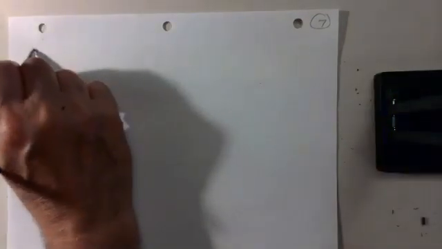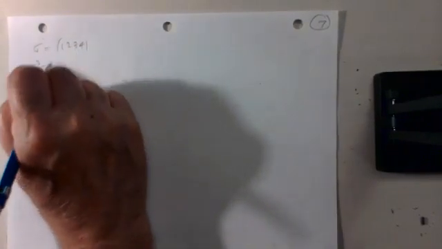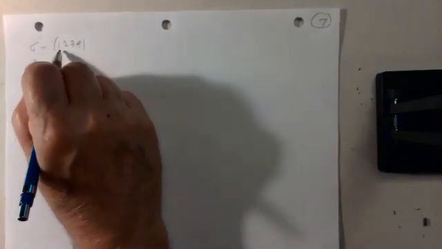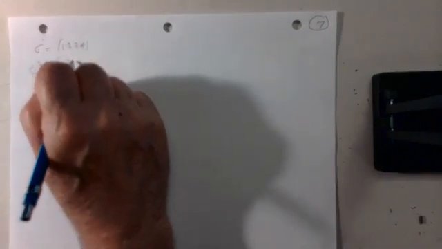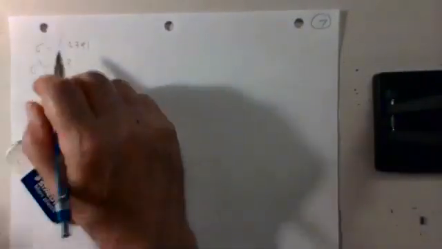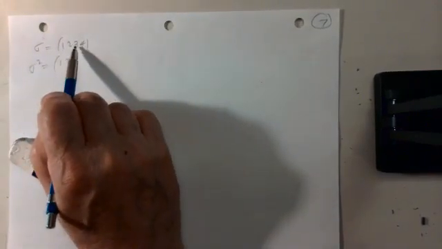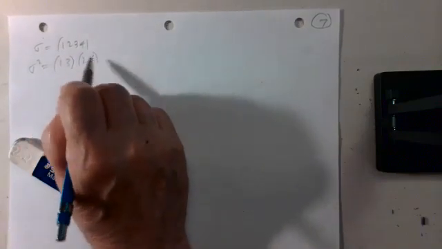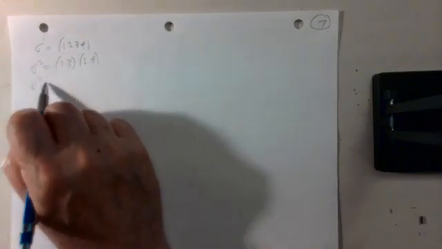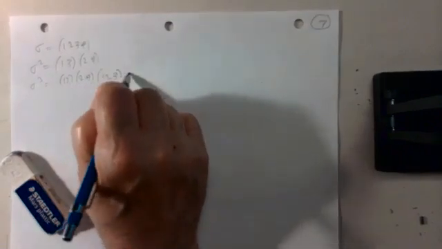Well, let's just see. If sigma is (1 2 3 4), sigma squared: 1 goes to 3, 3 goes to 1, that's a transposition. 2 goes to 4, goes back to 2. That's correct. And sigma cubed is, let's see, (1 3)(2 4) times (1 2 3 4).